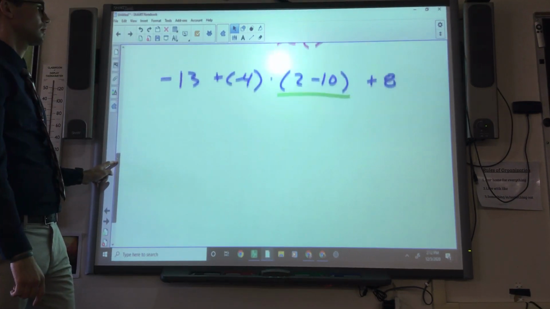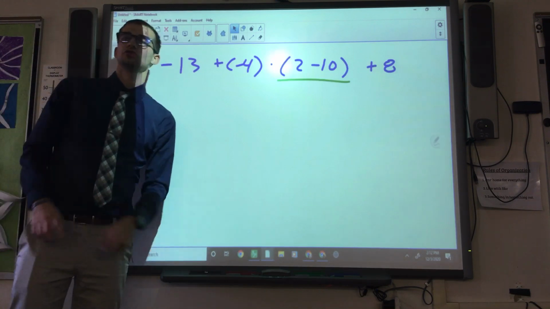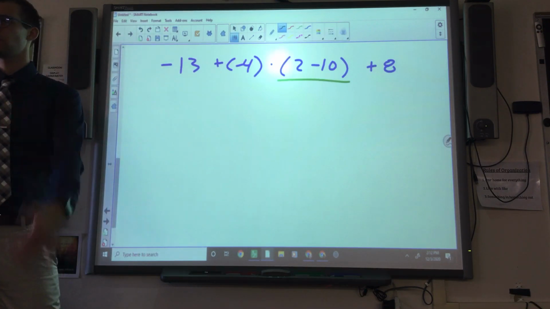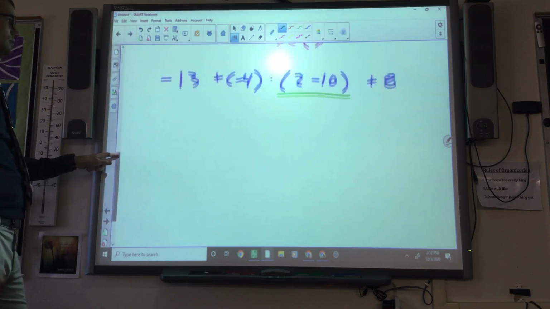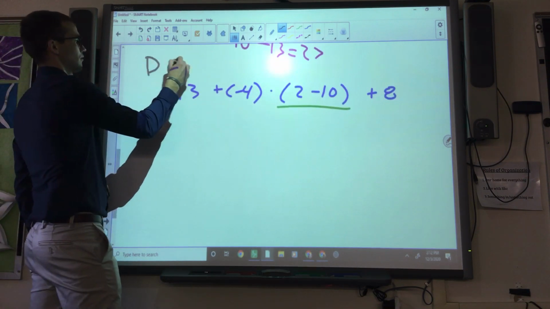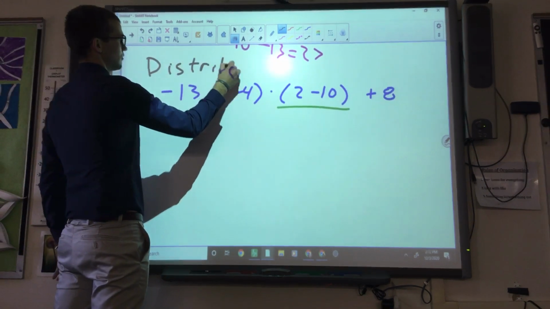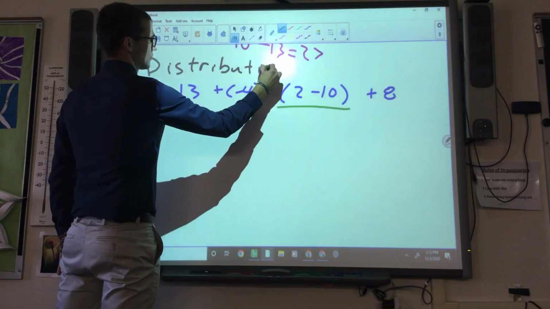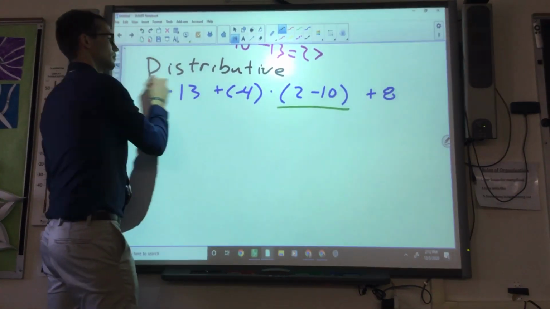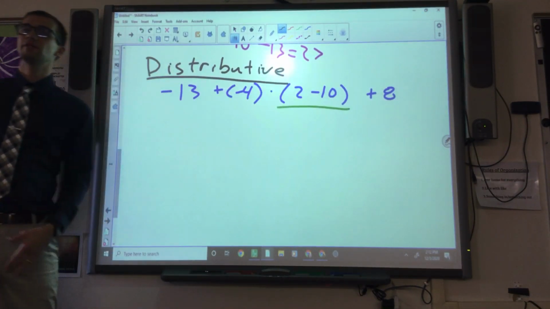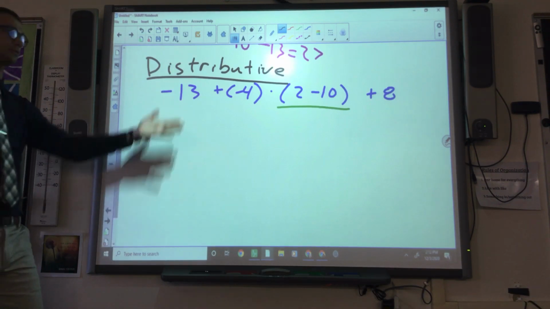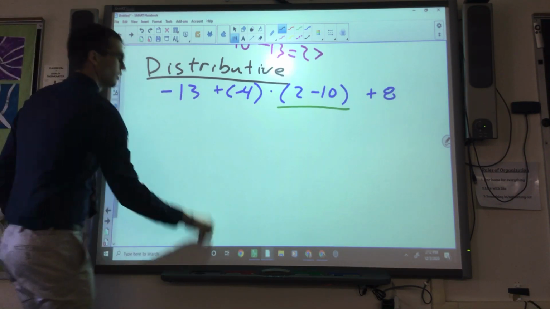So the second way of doing it is you use the distributive property. Everyone say distributive property. Distributive property. Distributive property. I distributed your property. Okay, so distributive property, I'll give you an easy example and then I'll show you how to do it with these.